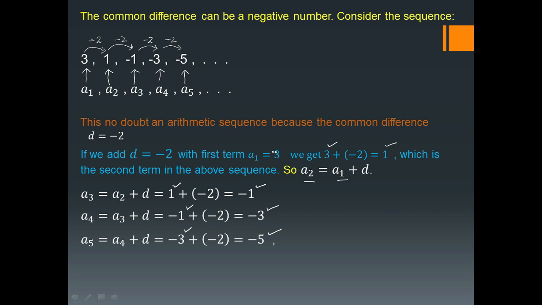So symbolically we can write A2 is equal to A1 plus d. Then A3 is equal to A2 plus d. A4 is equal to A3 plus d. A5 is equal to A4 plus d. And this means that to get the second term, we are adding d with the first term. To get the third term, we are adding d with the second term. If we add d with the third term, we get the fourth term. When we add d with the fourth term, we get the fifth term.